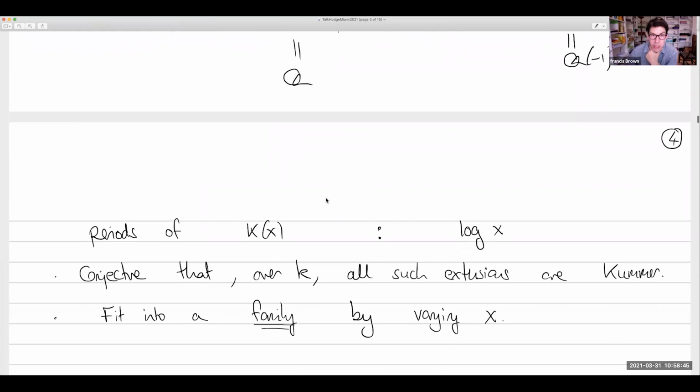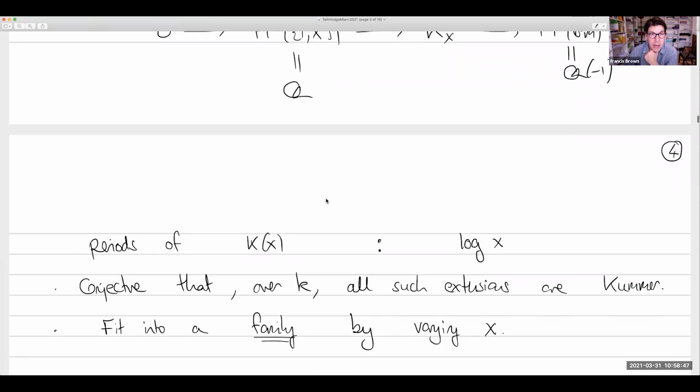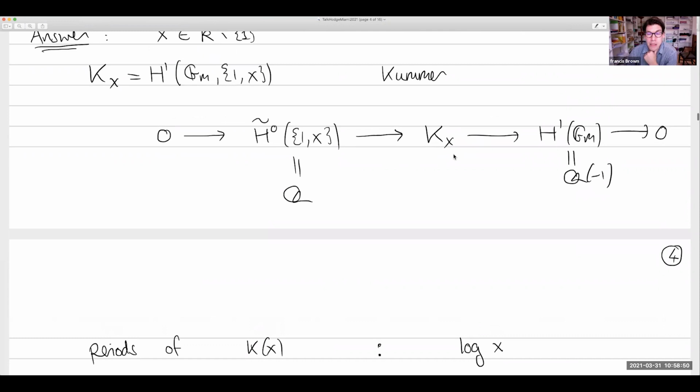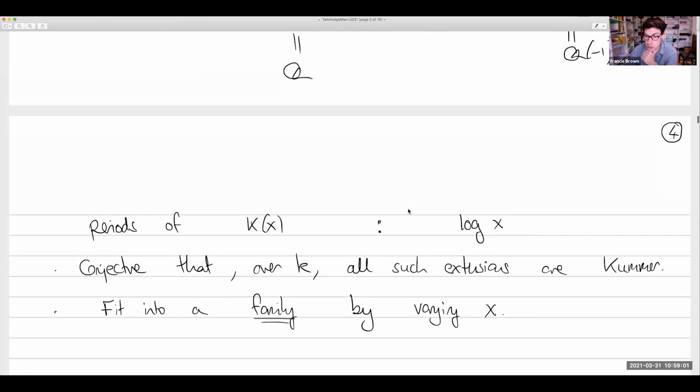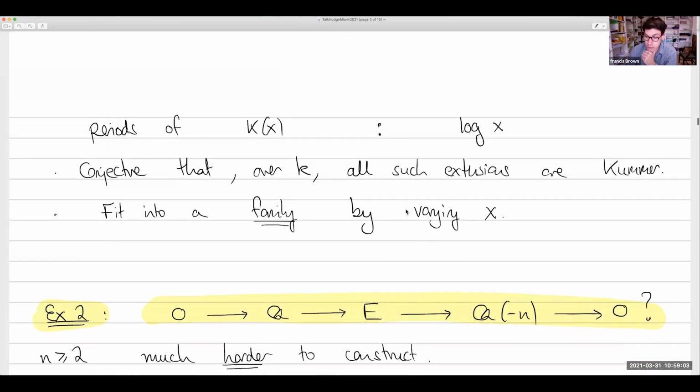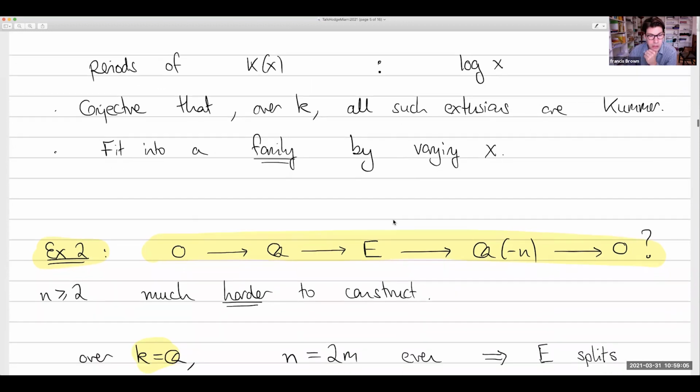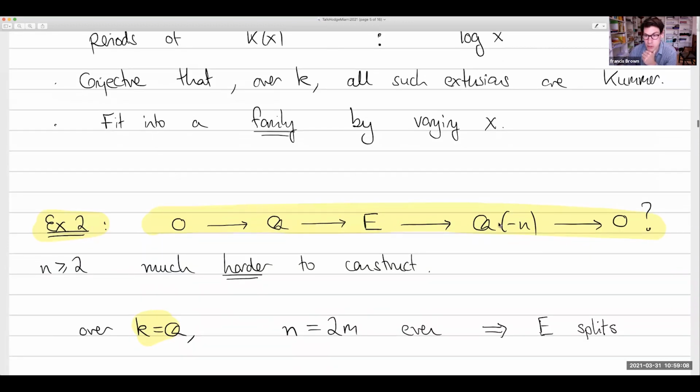Now this example is too simple. It's misleading because these extensions fit into a family. We can allow X to vary, and we get a family of variations, and they're all simple extensions of this type. In general, that's absolutely not going to be possible. For example, in the next case, it won't be possible. So the next example is an extension of Q of minus n, now with a bigger Tate twist, by Q. And these are much, much more difficult to construct.